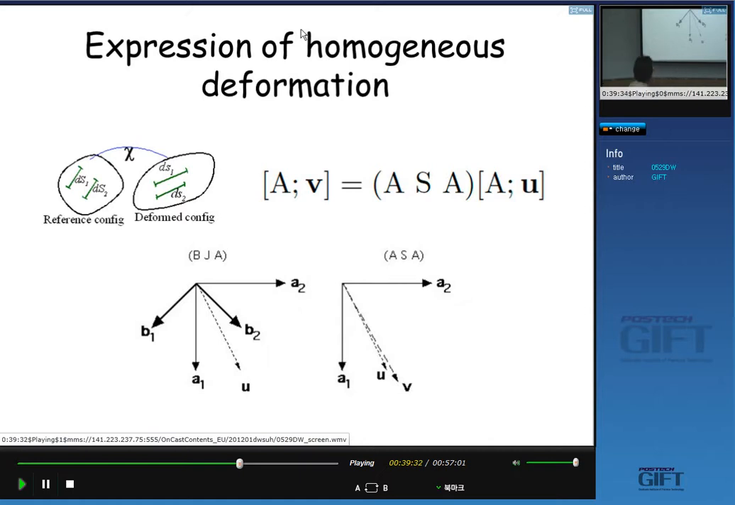So the difference between the coordinate transformation matrix and the deformation matrix is that the coordinate transformation matrix is the method of how we can express vector u, the same vector u, defined on one basis.